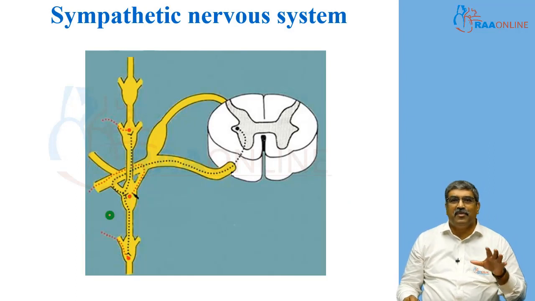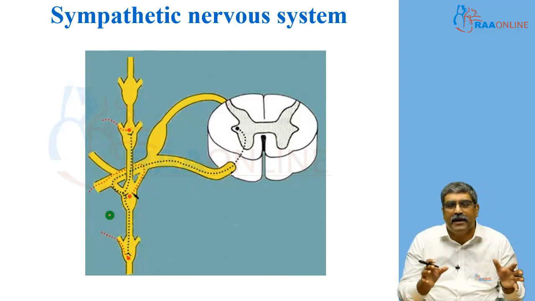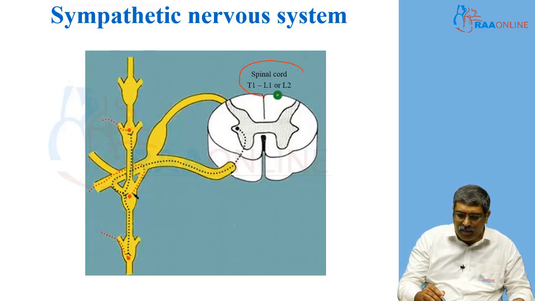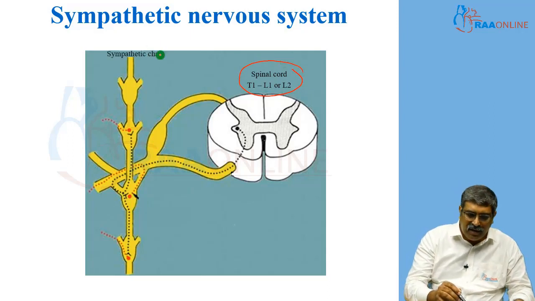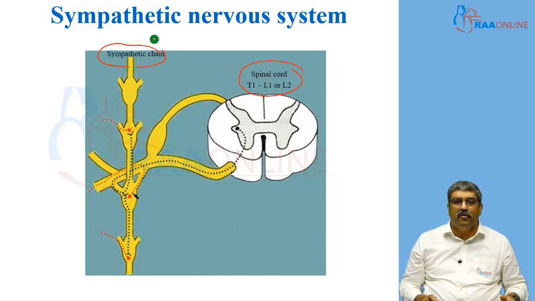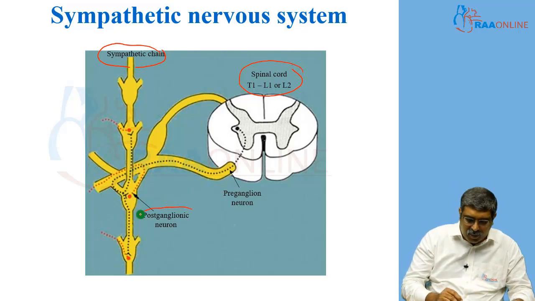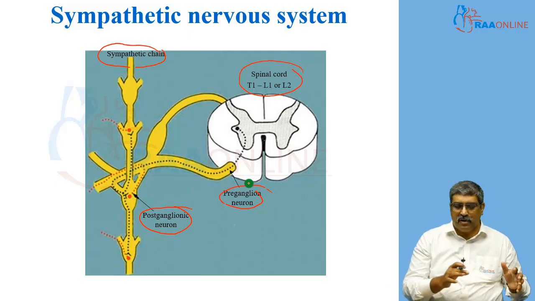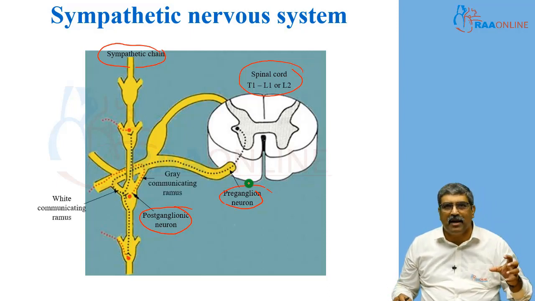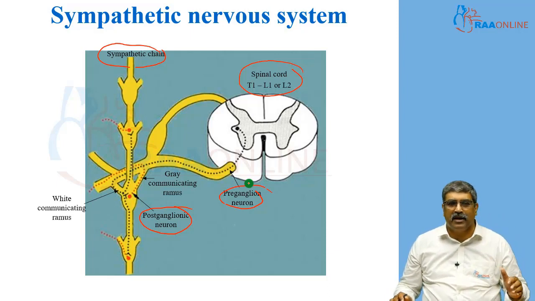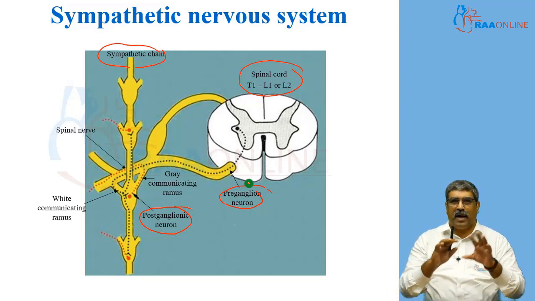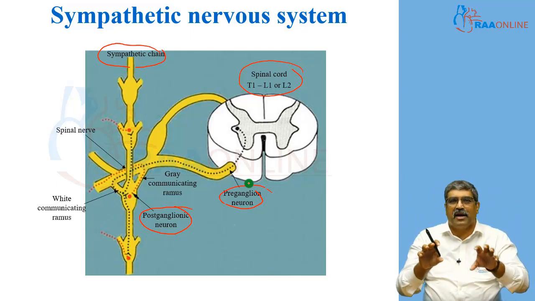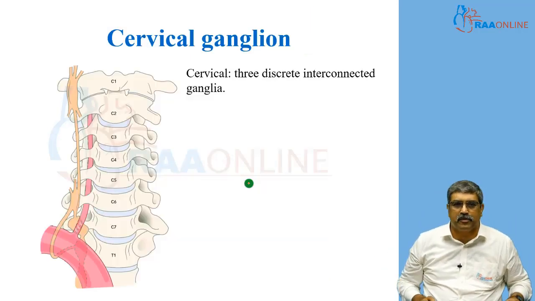Now coming to the sympathetic nervous system, it is slightly more complicated than the parasympathetic system, and the outflow is from T1 to L2. You have the sympathetic chain on either side of the vertebra, and you have the postganglionic and the preganglionic neuron, before the ganglion and after the ganglion, and you have the white ramus communicans and the grey ramus communicans. Apart from that, you have the spinal nerve. Everything is coordinated in a synchronized fashion before eliciting a response.